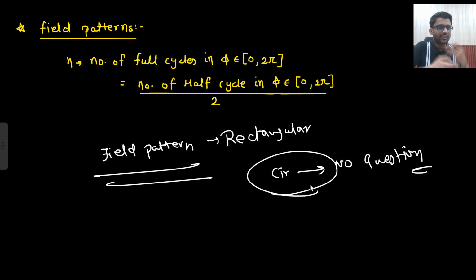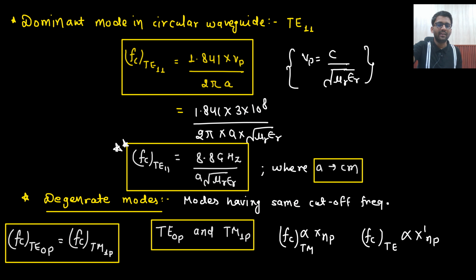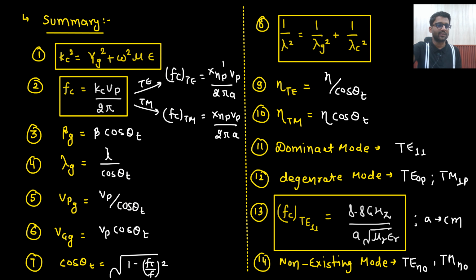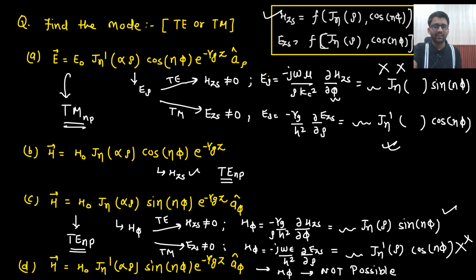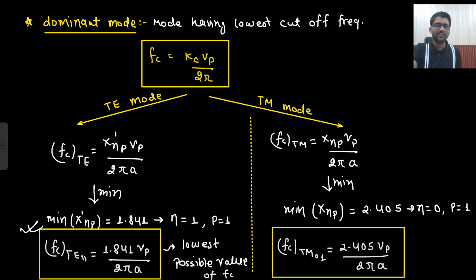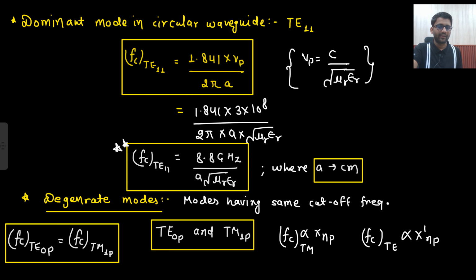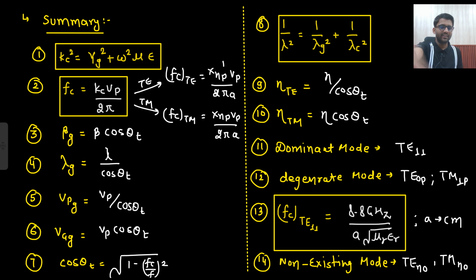So if they are asking a question on circular waveguide, first they will ask an easy question, like the value of beta g, lambda g. Or they can ask a question on field patterns. Sorry, not field patterns, these field expressions we studied. These kinds of questions they can ask, where you apply these formulas, or they can ask the cutoff frequency.